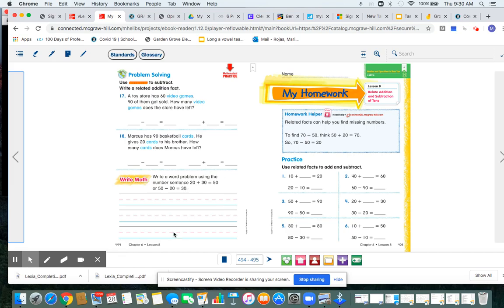Write on the board using the number sentence. 20 plus 30 is equal to 50. Or 50 minus 20 is equal to 30. Write a word problem using this number sentence. So you're going to write something that represents a word problem. So I would say, James had 50 marbles and he gave 20 away to his younger brother. Now he has 30 left. That is how you create a word problem. So you're going to create your own word problem there. So go ahead and take a picture and upload it to Schoology.